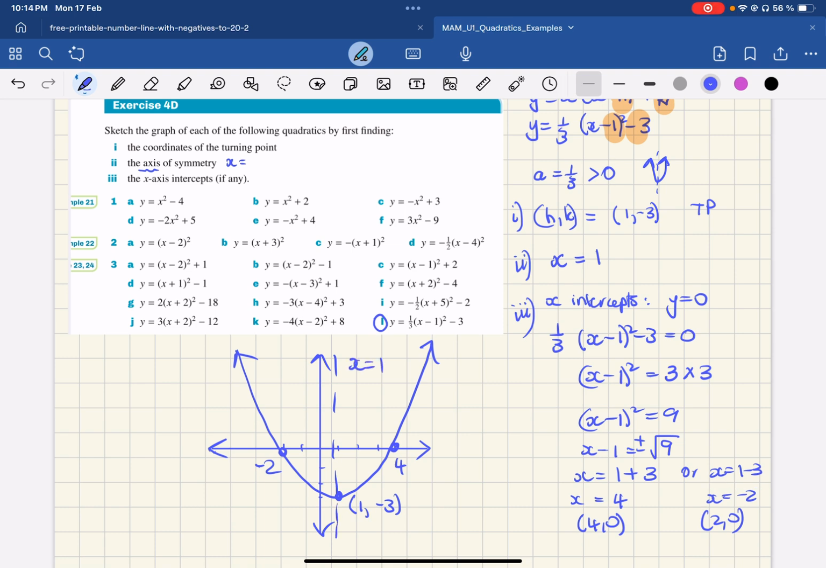They haven't asked me for the y-intercept, so I'm not going to do that part right now, but you could substitute in x equals 0 to determine where that cuts the y-axis.